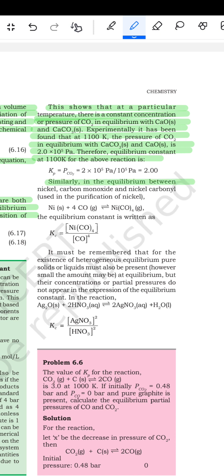Similarly, in the equilibrium between the nickel, carbon monoxide and nickel carbonyl used in the purification of the nickel, Ni plus 4CO gives Ni(CO)4, है, तो Ni को इग्नोर करेंगे तो द इक्विलिब्रियम कांस्टेंट इज रिटन एज Ni(CO)4 by CO के पावर 4. तो इट मस्ट बी रिमेंबर दैट फॉर द एग्जिस्टेंस ऑफ द हेटेरोजेनियस इक्विलिब्रियम प्योर सॉलिड or the liquid must also be present, however a small amount may be at equilibrium, but their concentration or the partial pressure do not appear in the expression of the equilibrium constant. In this reaction, Ag2O सॉलिड प्लस 2HNO3 देता है 2AgNO3 प्लस H2O. तो Kc इक्वल टू आ जाएगा AgNO3 का स्क्वायर बाई HNO3 का स्क्वायर.